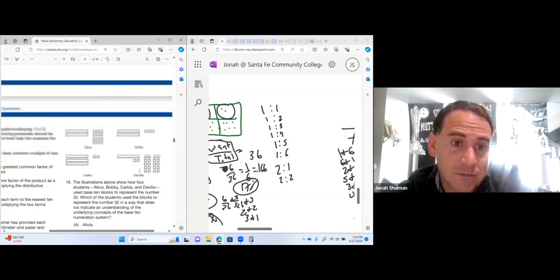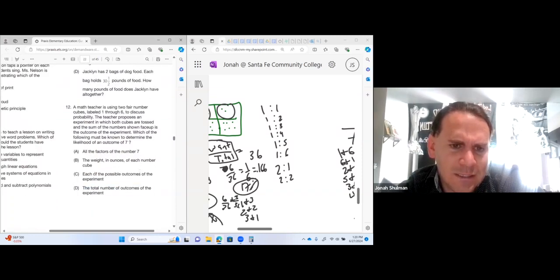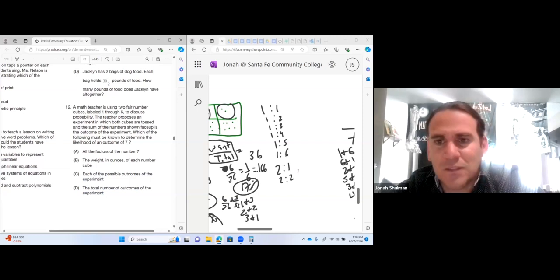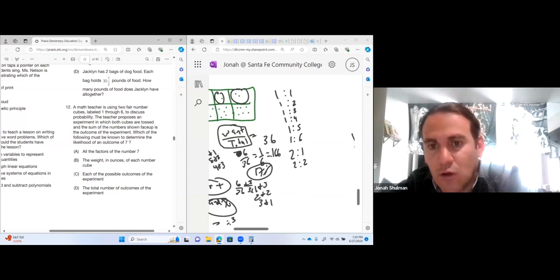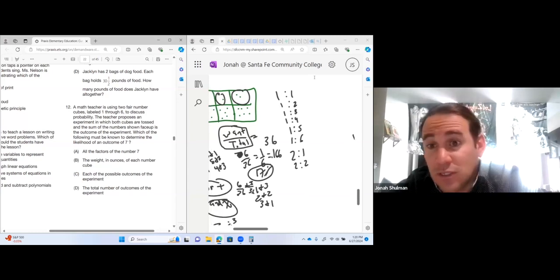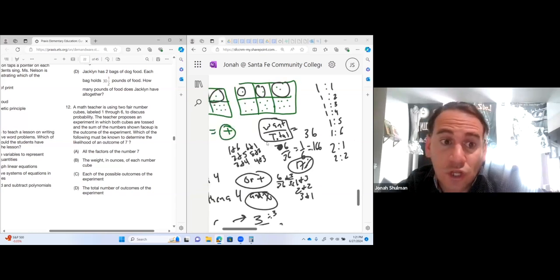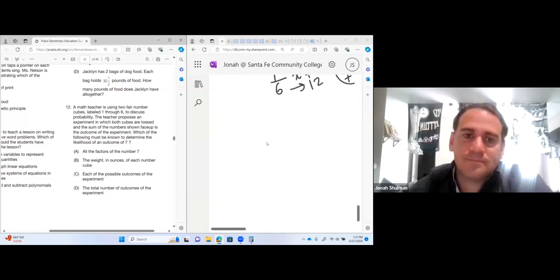Okay, B makes sense. Why isn't it C? Each of the possible outcomes doesn't really help us. So I could have all of these: 1, 1, 1, 2, 1, 3, 1, 4, 1, 5, 1, 6, 2, 1, 2, 2, 2, 3, 2, 4. I could have all of them, but all we really need is the total. All we really need is 36. Each of them is every possible one, but do we have to write all these out in the formula? No, that's why 12 is B.